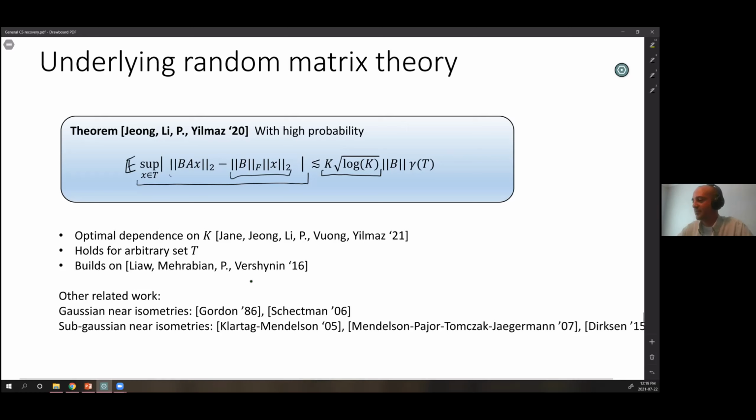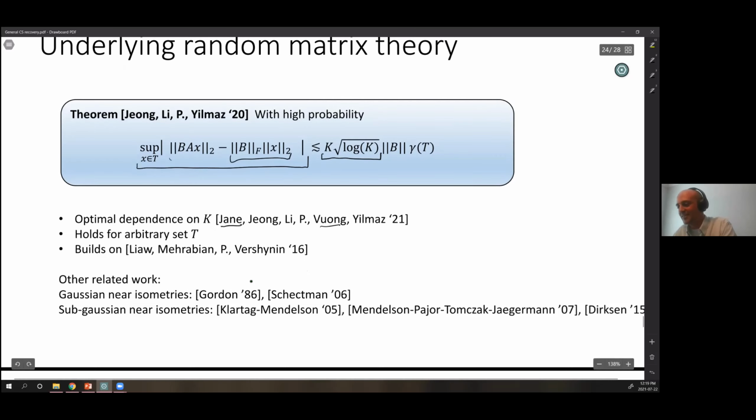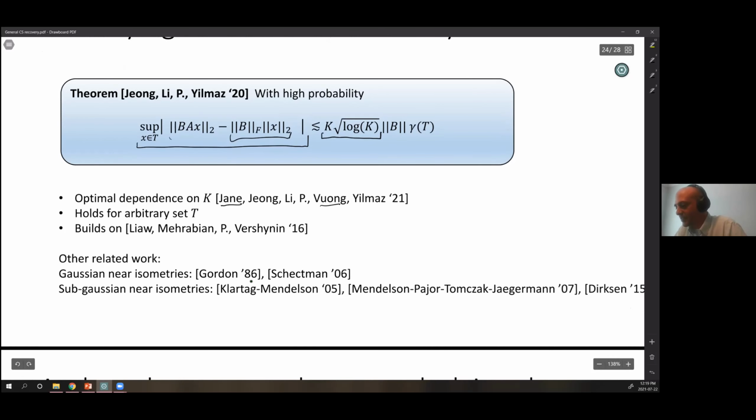This optimal dependence was worked out by Jane and Vuong and the rest of us as a summer project. They just ate that one for breakfast. I'll give them lunch, but someone else should give them dinner. And this also builds a lot on some previous work with Liao, Miao, Robbie, and Verschinen.